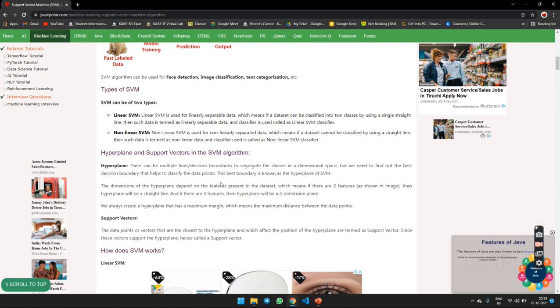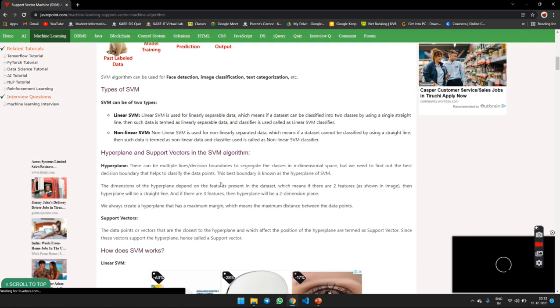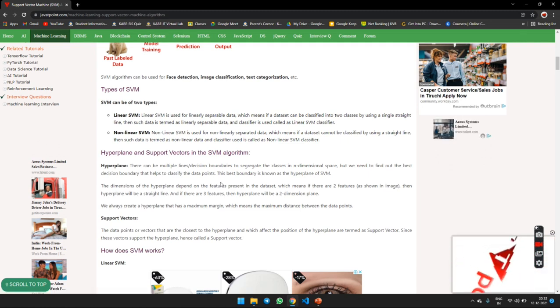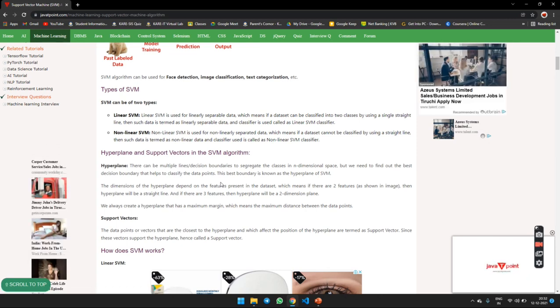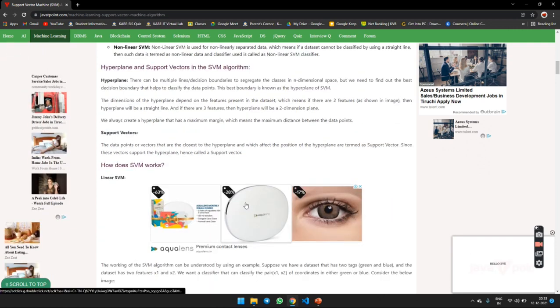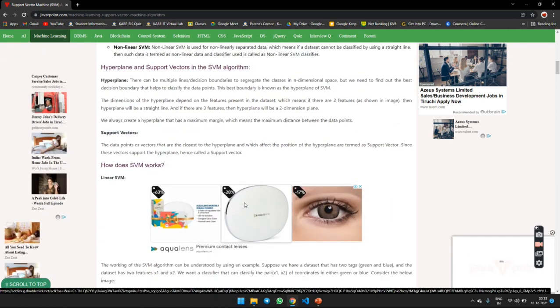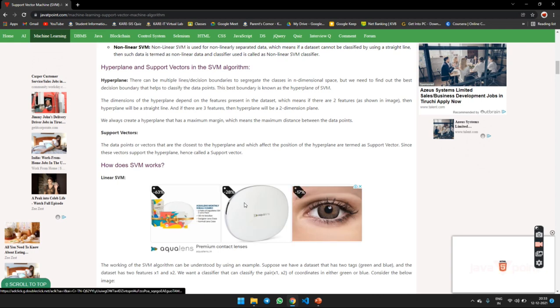The dimension of the hyperplane depends upon the features present in the data set, which means if there are two features, then the hyperplane will be a straight line, and if there are three features, then the hyperplane will be a two-dimensional plane. We always create the hyperplane with maximum margin, which means the maximum distance between the data points. Support vectors: the data points or vectors that are closest to the hyperplane and which affect the position of the hyperplane are termed support vectors, since these vectors support the hyperplane.